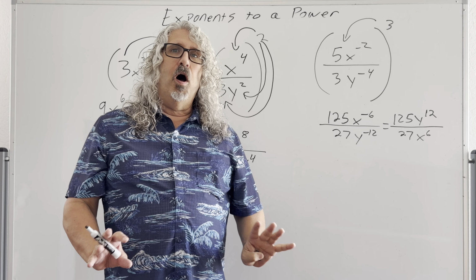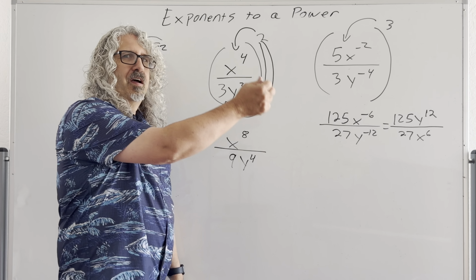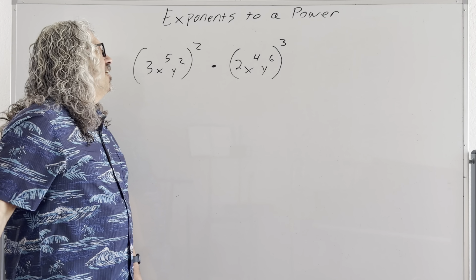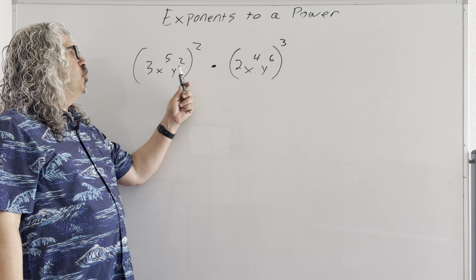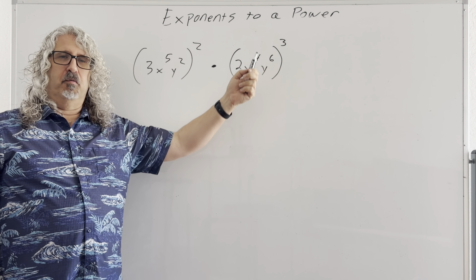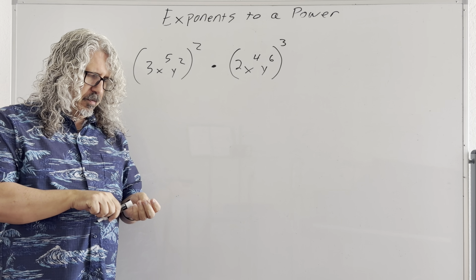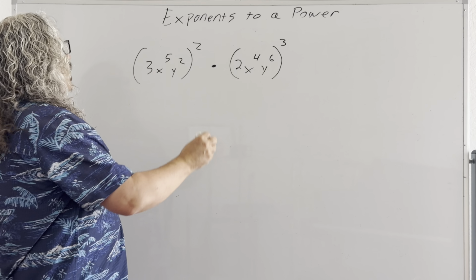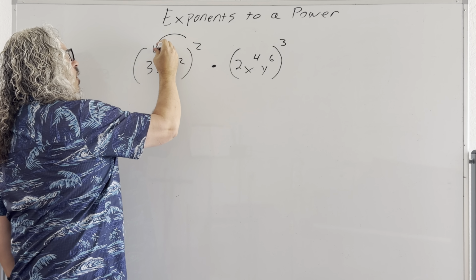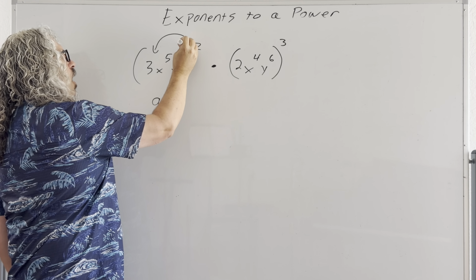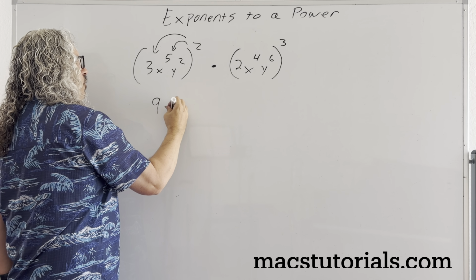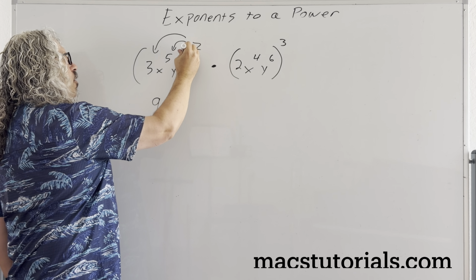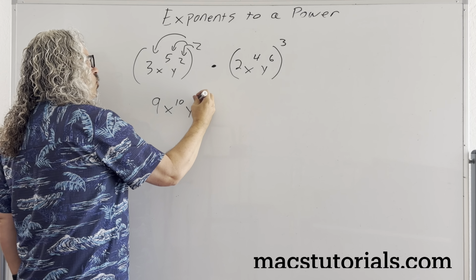I want to do one more up here. So let me erase the board. All right, let's look at this one. So now I have 2 problems that need the exponents going. Well, just like we do in any order of operations, we're going to do our exponents first. So let's not worry about the multiplication yet. So here, I got to square the 3, which is 9. I have to square the x to the 5th, which is x to the 10th, and I have to square the y squared, which is y to the 4th.